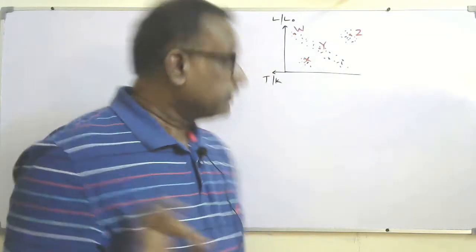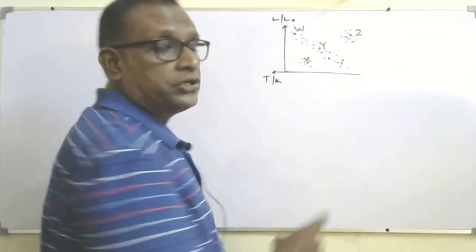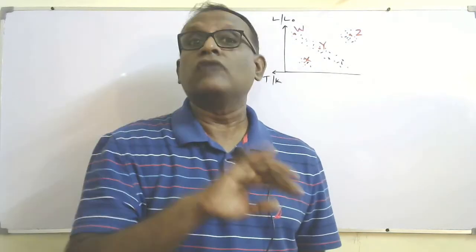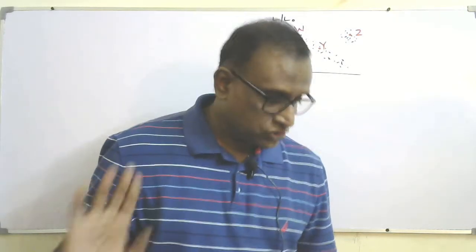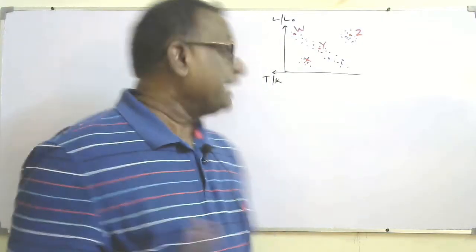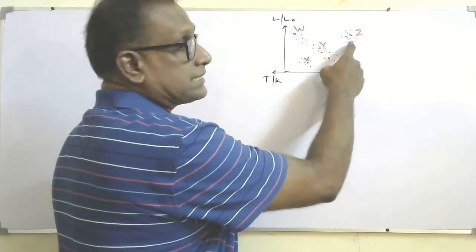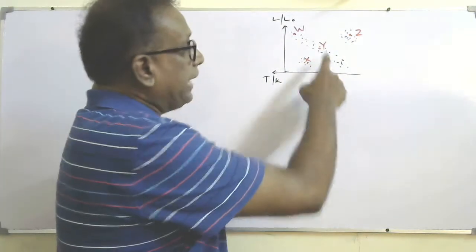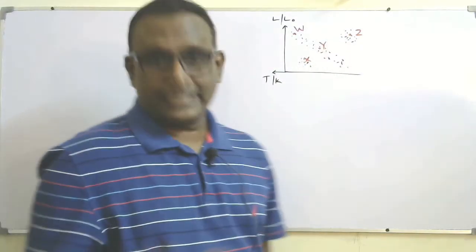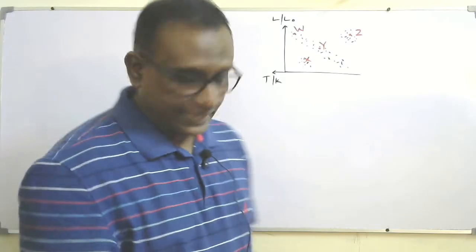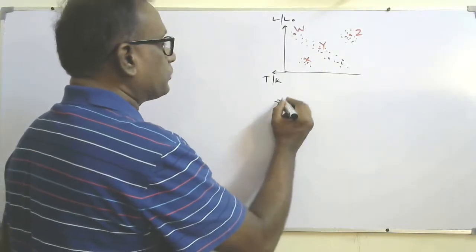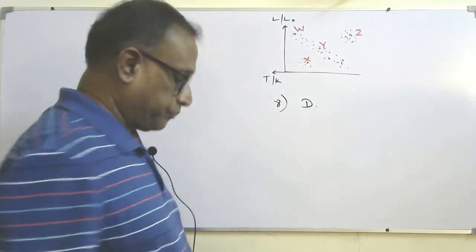Third one, Y to W. I told you that along the main sequence there won't be any transition, so that is also wrong. So the D part, Y to Z, that happens. A main sequence star will become a red giant. So the correct answer for question number 8 is D.